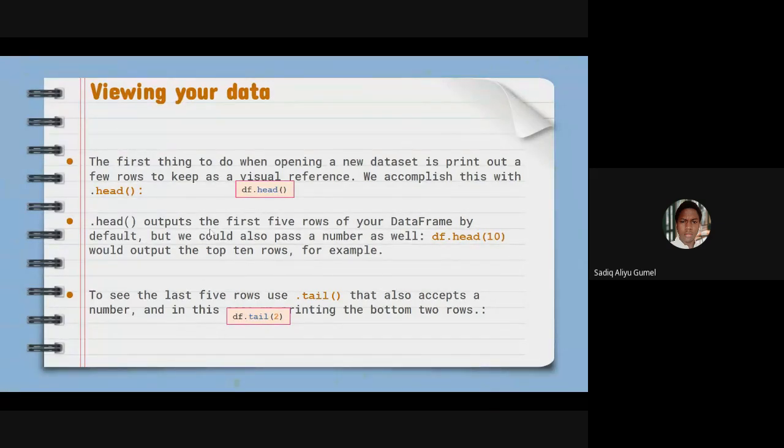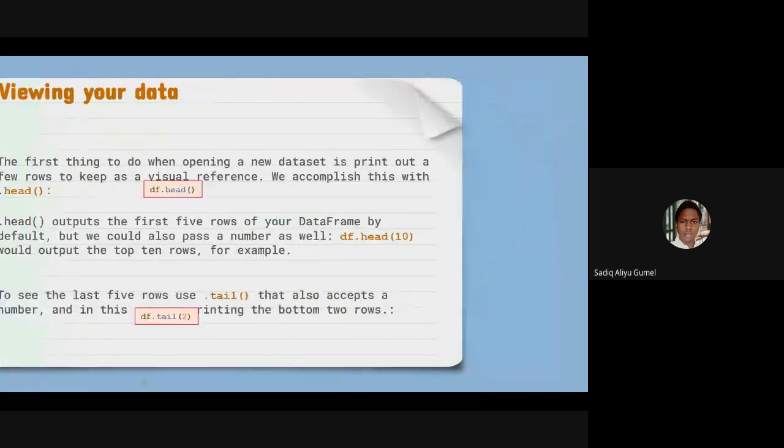You can also assign an argument, the number of rows you want head to display. By default, it will output the first 5 rows in the data frame. So if you want to see the last 5 rows of your data, you can use tail, which defaults to 5. Also, you can specify the number of rows you want to see.